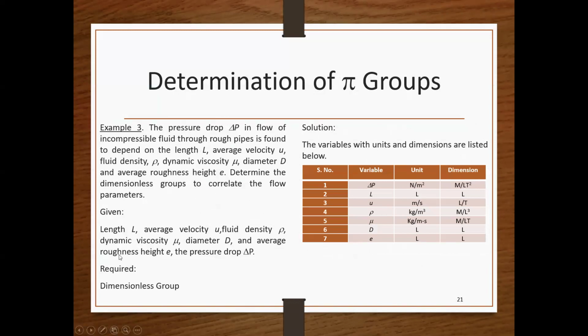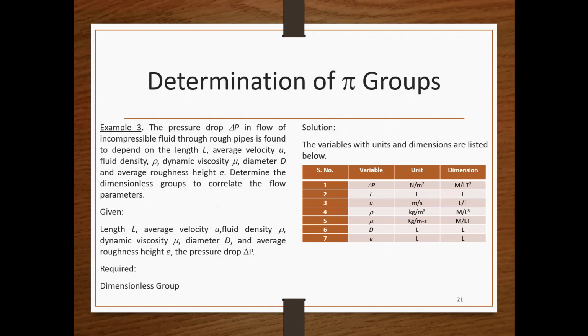Okay, another example. So, example 3. The pressure drop delta P in the flow of incompressible fluid through a rough pipe is found to depend on length L, average velocity U, fluid density rho, dynamic viscosity mu, diameter D, and average roughness height E. Determine the dimensionless groups to correlate the flow parameters. So given are the length L, average velocity U, fluid density rho, dynamic viscosity mu, diameter D, and average roughness height E, and the pressure drop delta P.